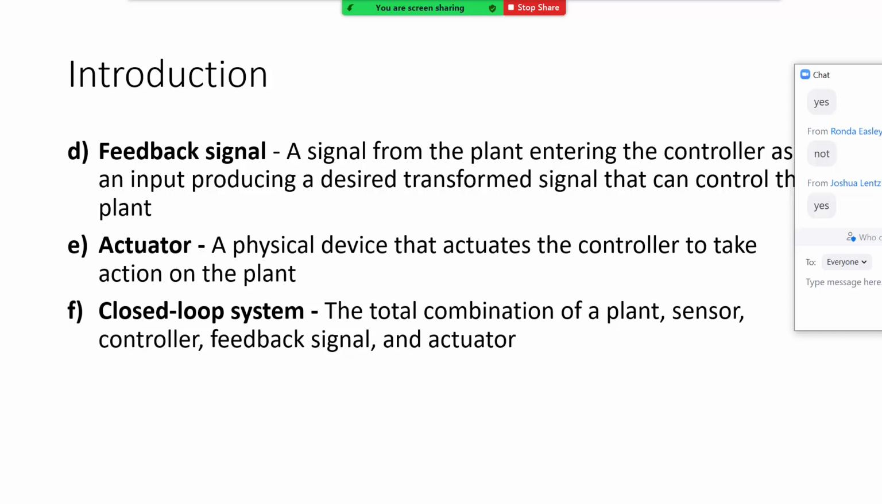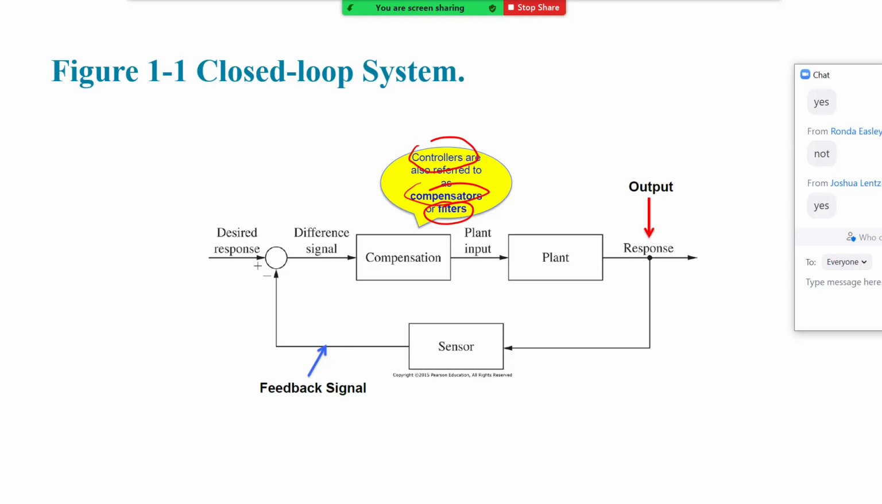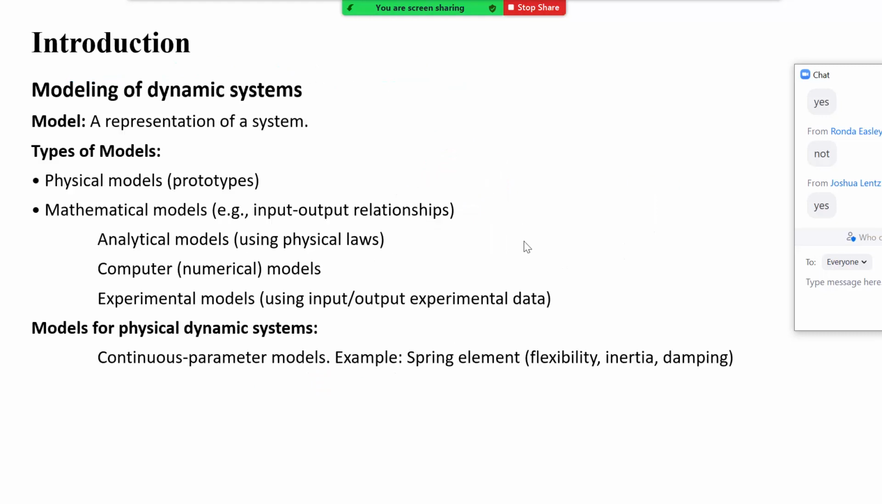Okay. And a closed loop system: the combination of all these elements gives me this closed loop system. And remember, when we studied control, we looked at open loop systems, we looked at closed loop systems, and the advantage of the closed loop system is that we get feedback. So I am aware of the state or the status of the output as I am controlling it. With the open loop system, I have no idea what the output is doing.